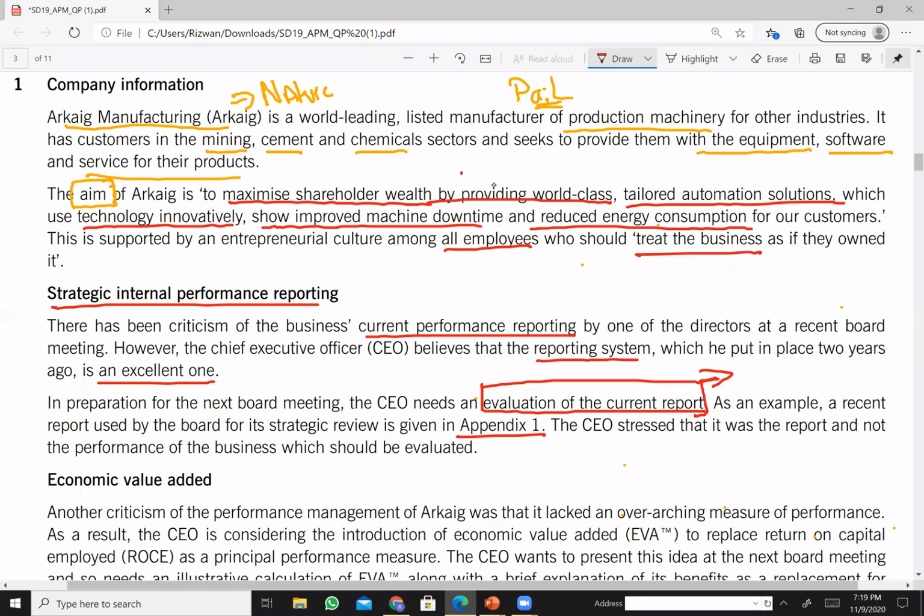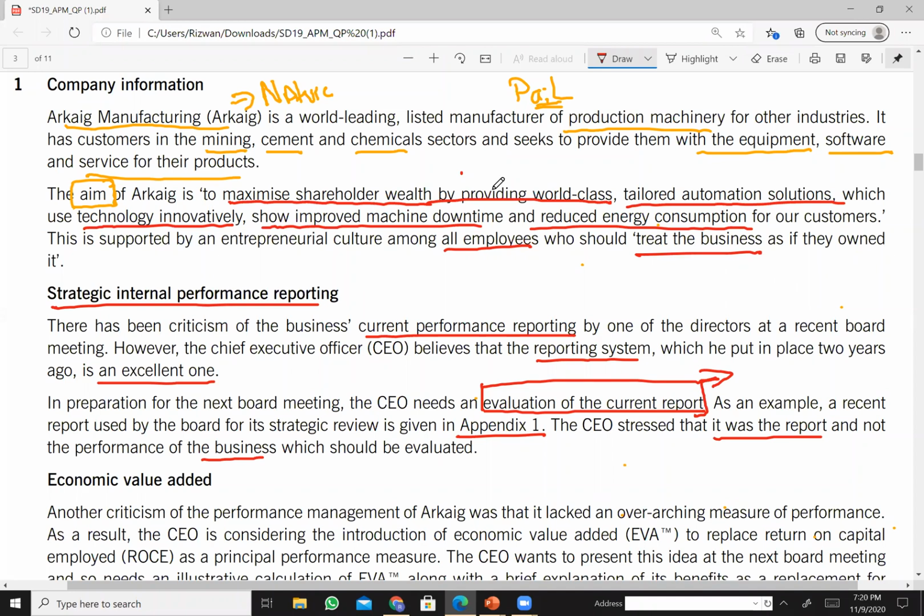The CEO stressed. Now listen, you won't believe it if you read the examiner report of this question. Despite the question mentioning it indirectly, it was the report and not the performance of the business which should be evaluated. So it is very, very clearly mentioned here that you don't have to evaluate the performance of the company. Rather, you have to evaluate the report that is given in the dashboard.